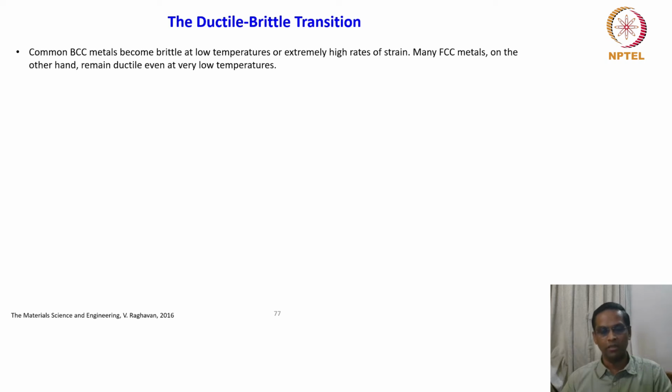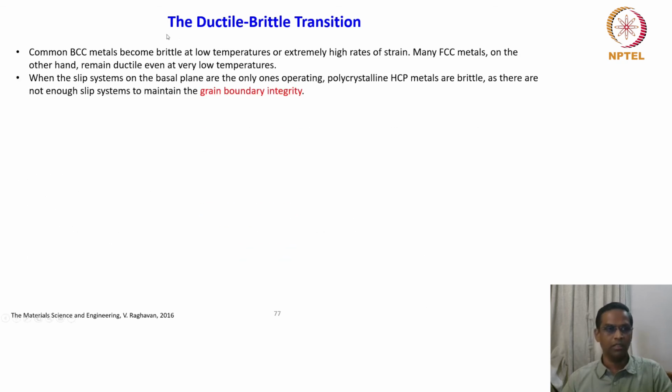Okay, that means these are the properties which are responsible for this kind of ductile to brittle transition temperature, because the Peierls-Nabarro force is very high for a lattice like a BCC, right, as compared to FCC. Okay, so this is one of the primary reasons.